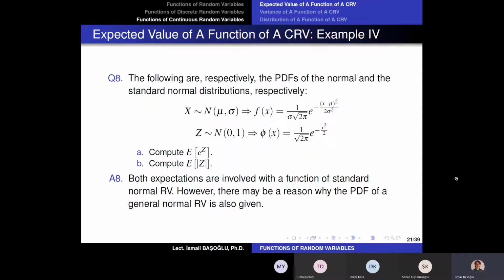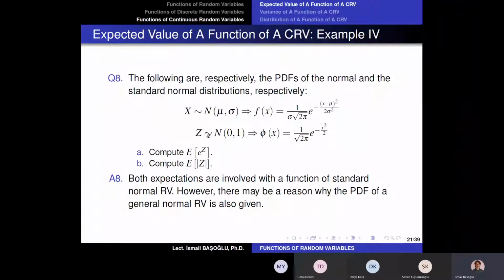This question is an advanced question. Okay, this one is rather at the graduate level, and here it is related to the normal distribution. So this time we are going to calculate the expected value of a function of a normal random variable.